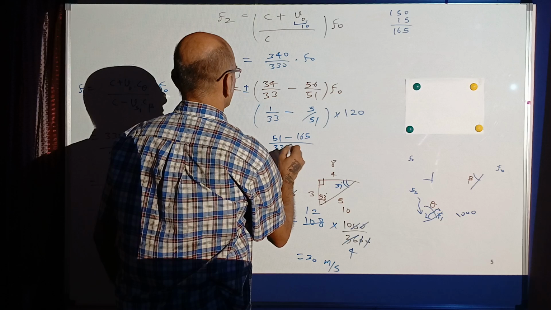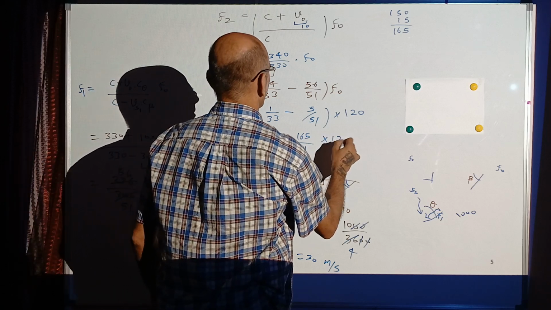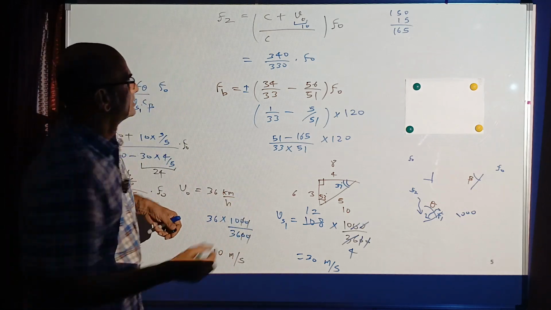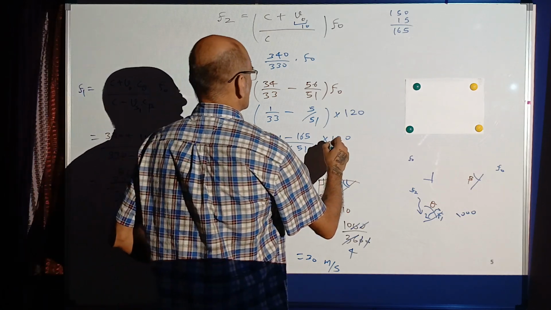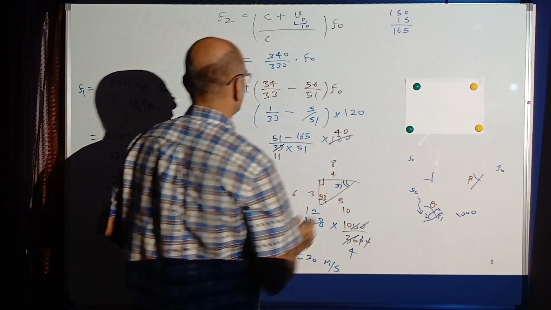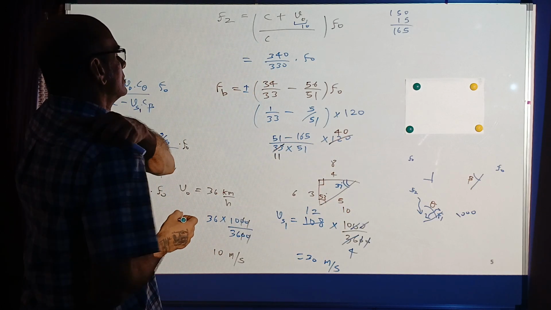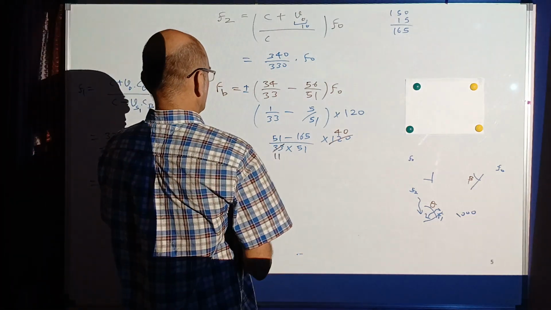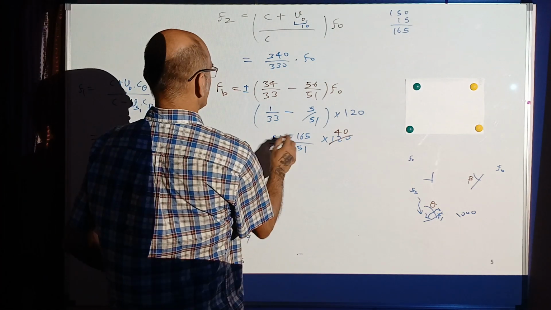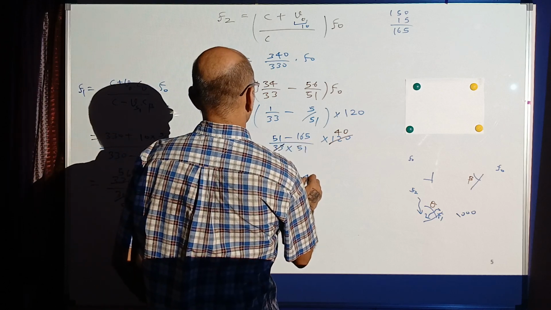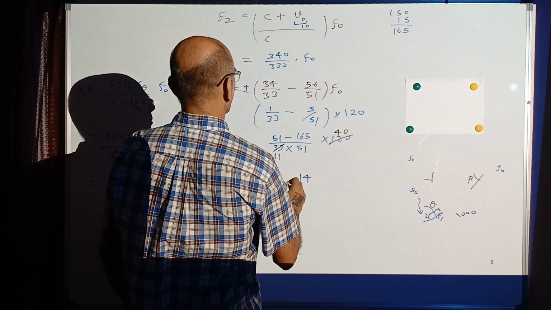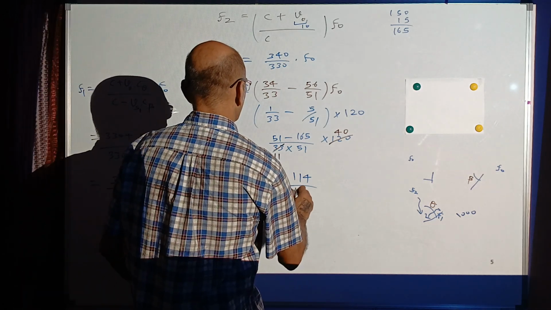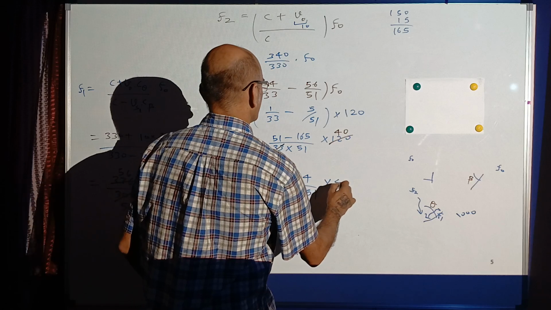Divided by 33 and 51 into 120. Three will go 11 times. 3 4s are 40. So I'll take the minus sign here, so it will become plus. So this will be 4, 1, 114, divided by 11 into 51 into 40.